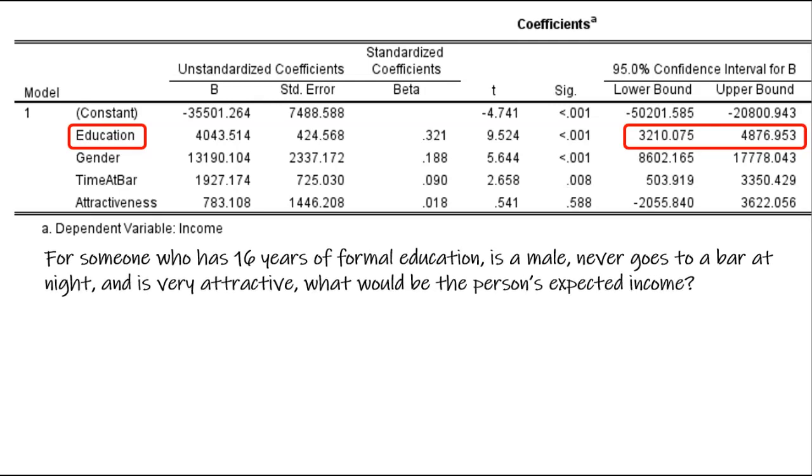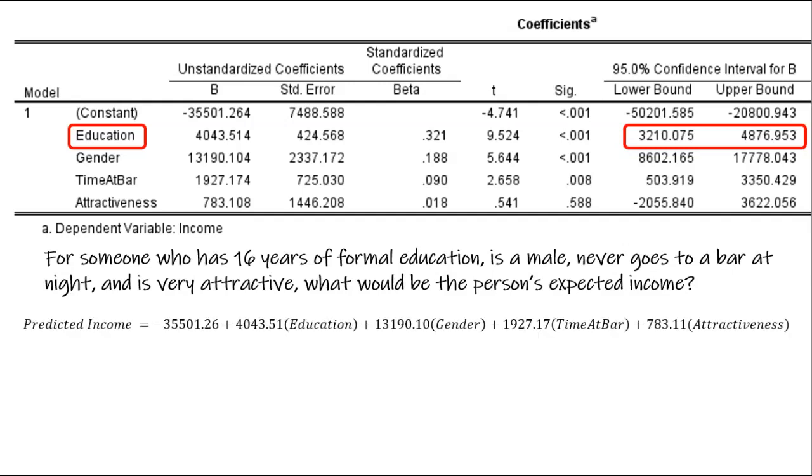So for example, for someone who has 16 years of formal education, which is about someone with a 4-year college degree, and is a male and has never been to a bar and is very attractive, so a score of 7 on a 7-point scale, what would be the expected income for that person based on this data? Well, here is the basic equation based on the regression model. Now, all we have to do is provide the conditions.